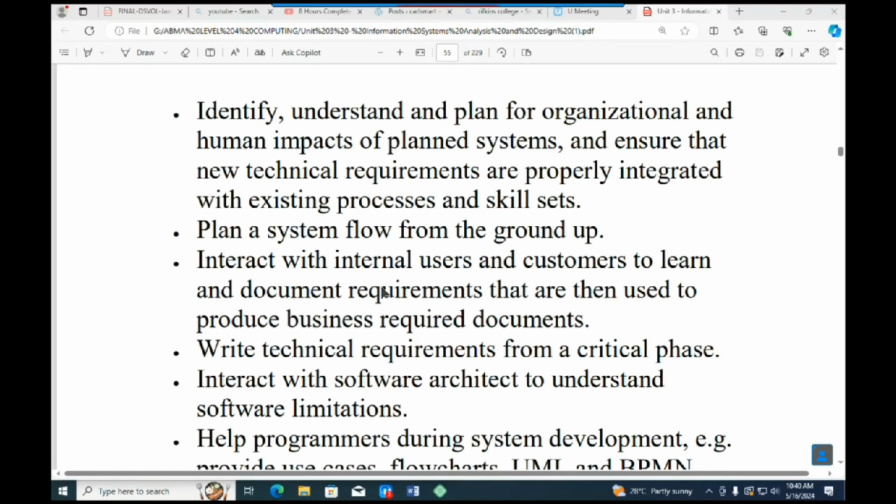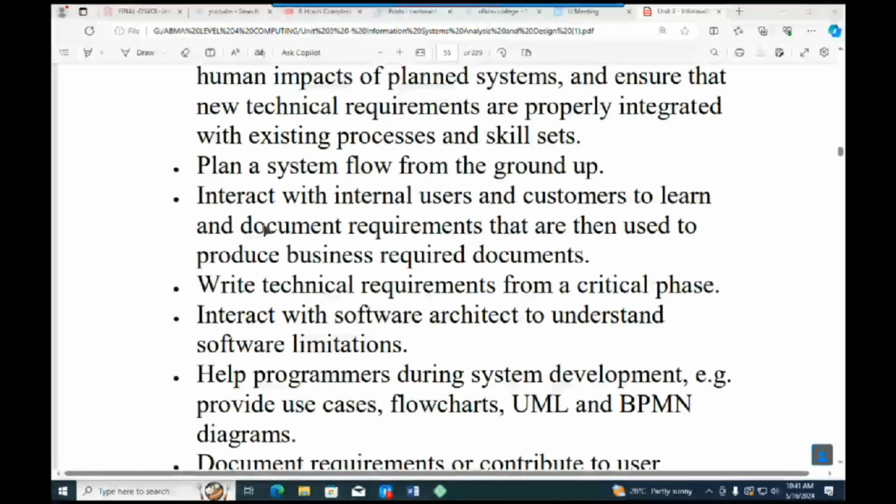So it is the work of the system analyst to make sure that he identifies, he understands, and he even plans on the impact of the planned systems, and making sure that the technical requirements of the system can properly be integrated with the processes that are existing, and with even the skill sets that are existing.